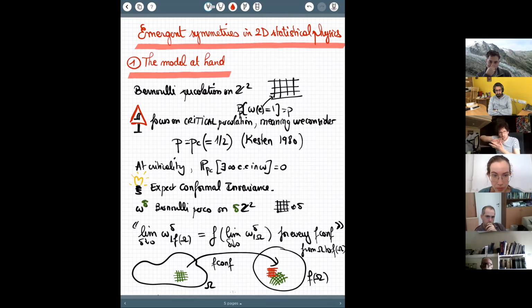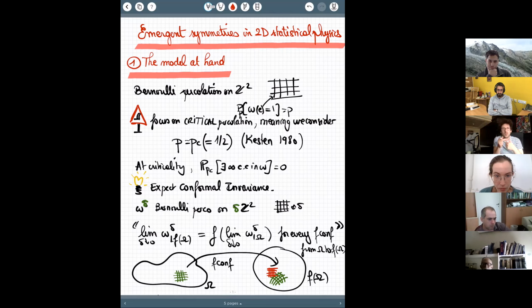So percolation on the deformed lattice, if you want, has a distribution which is very close to percolation on the original lattice, okay? As long as f is conformal. And what I want to be explaining to you now is why you should expect this. That's the first proper thing. And what are the steps?